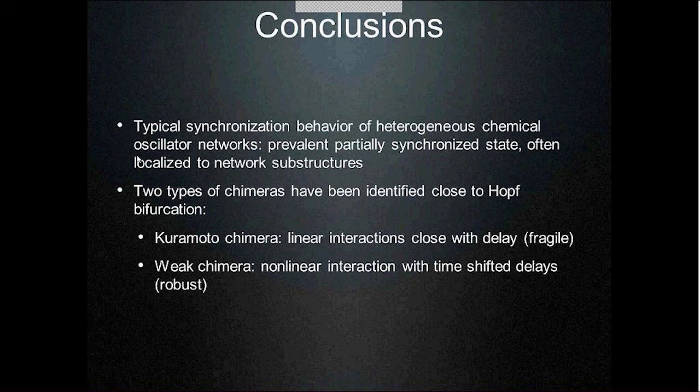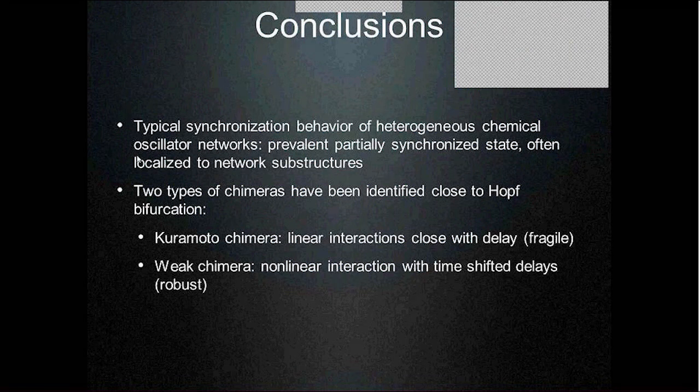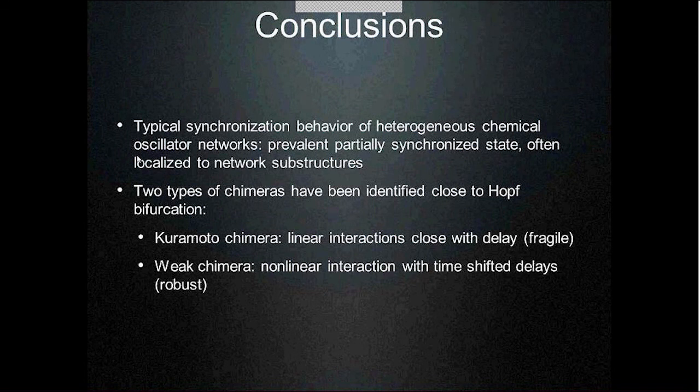And so to conclude, the synchronization behavior in heterogeneous networks can often show partial synchrony states, often through localized substructures in a network. And what we've shown here today is that we can observe two types of chimera states in our system: a Kuramoto type chimera with linear interactions, which is found to exist on short time scales, and also a weak chimera with the presence of nonlinear interactions. And that one is much more robust. With that, my presentation concludes.